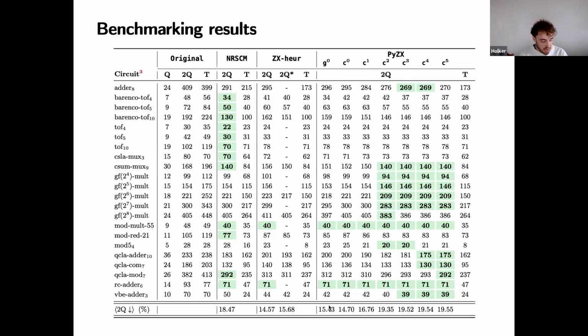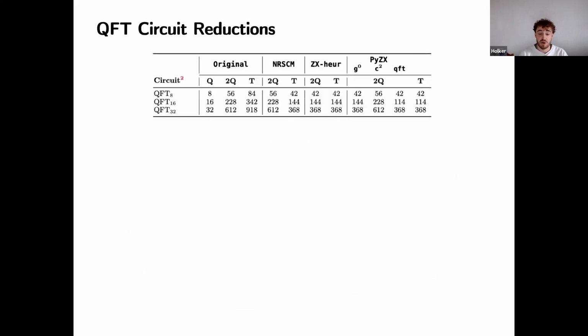The last thing that I want to note, which isn't directly related to this, is an observation about the performance on the benchmark quantum Fourier transform circuits. If you apply the C-flow algorithm, it does not reduce the number of 2-qubit gates at all, and the same with NRCM. But if you apply the G-flow algorithm and this QFT algorithm, it reduces the number of 2-qubit gates to exactly the number of T gates. And in all the ones that I checked, it reduces this.